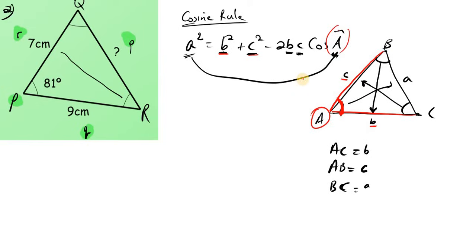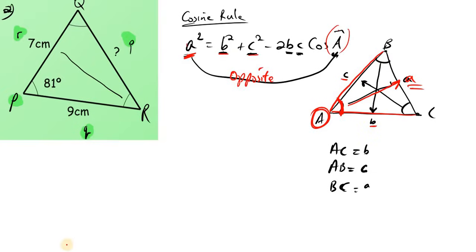So we want to keep that in mind. And what about a here? We didn't mention a. Well, a is the side that is opposite the angle A. So if you look at this, opposite this angle A here is the side a.